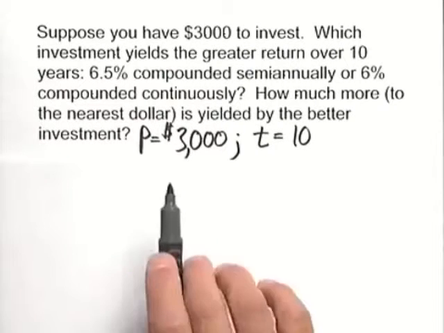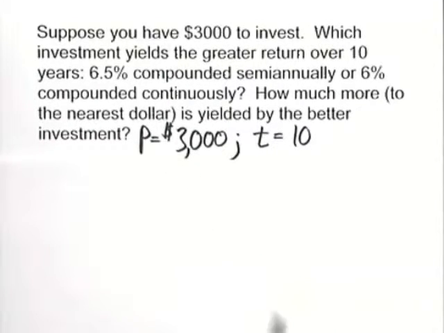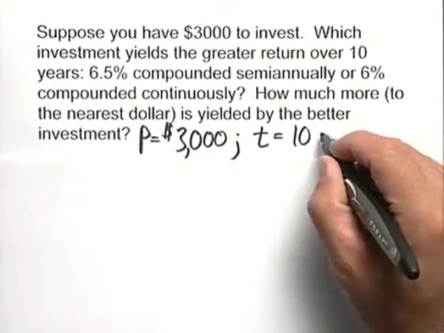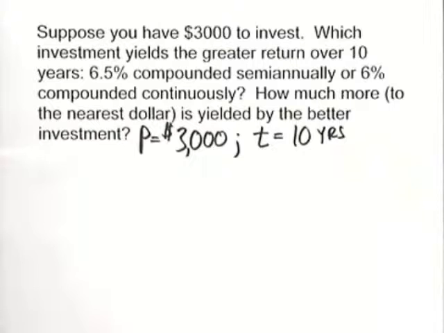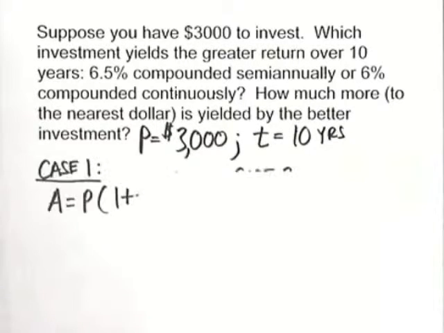Well, in this case, our principal P is $3,000. That's what we have to invest. And we're going to be investing that money over 10 years. Now, the first case, case 1, is 6.5% compounded semi-annually. All right? So here's our formula for compound interest.